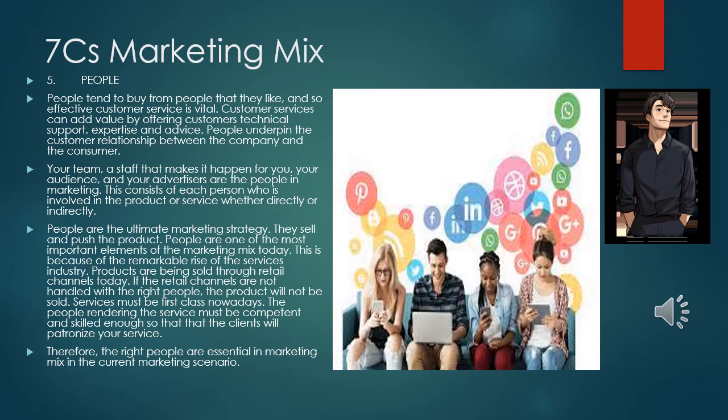Your team of staff that makes it happen for you, your audience, and your advertisers are the people in marketing. This consists of each person who is involved in the product or service, whether directly or indirectly. People are the ultimate marketing strategy. They sell and push the product. People are one of the most important elements of the marketing mix today.